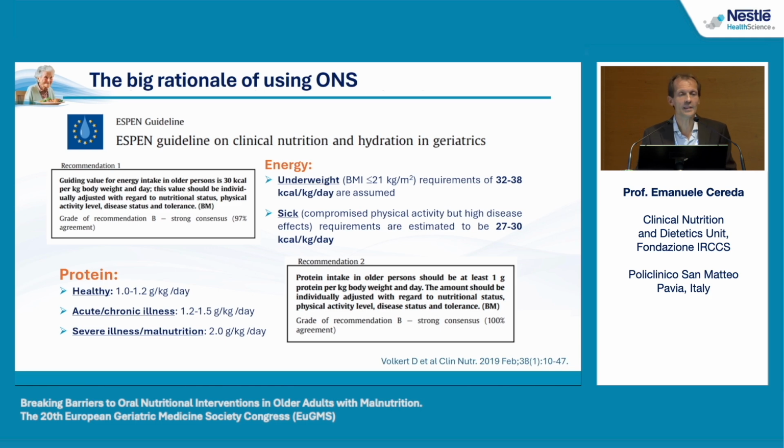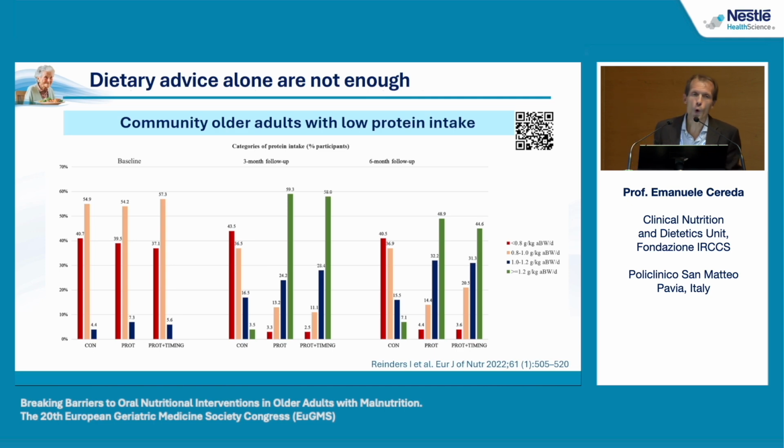If we look at the recommended target and what we can do in daily practice, really, there is no discussion, reasonably. There is a big rationale of providing oral nutritional supplements. Because, for example, if we address the low protein intake in the community setting, that is to say, a really uncomplicated setting, and we rely only on dietary advice, you can see that over time, over 3-6 months, only half of the patients are able to reach the recommended target of 1.2, which is for the general population, and which is even higher, for example, during acute or chronic conditions. So dietary advice alone frequently is not enough, and we need to invest money in effective strategies.